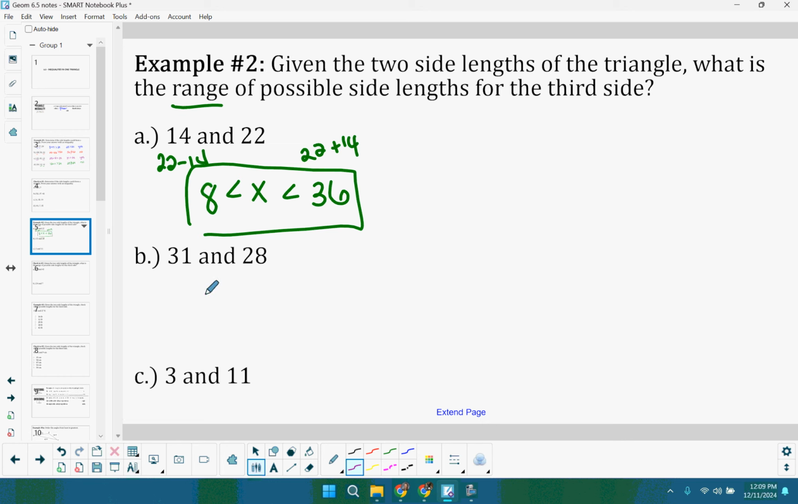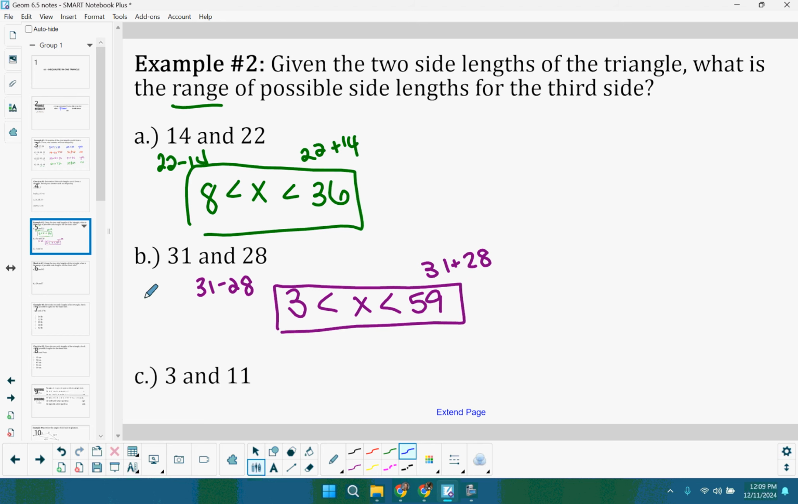So for B, if I subtracted them, 31 minus 28, we would say 3 is less than x is less than, and now I'm going to add 31 plus 28, and we get 59. For our last one, if I subtracted 11 and 3, I get 8 is less than x is less than. If I add 11 plus 3, I get 14.